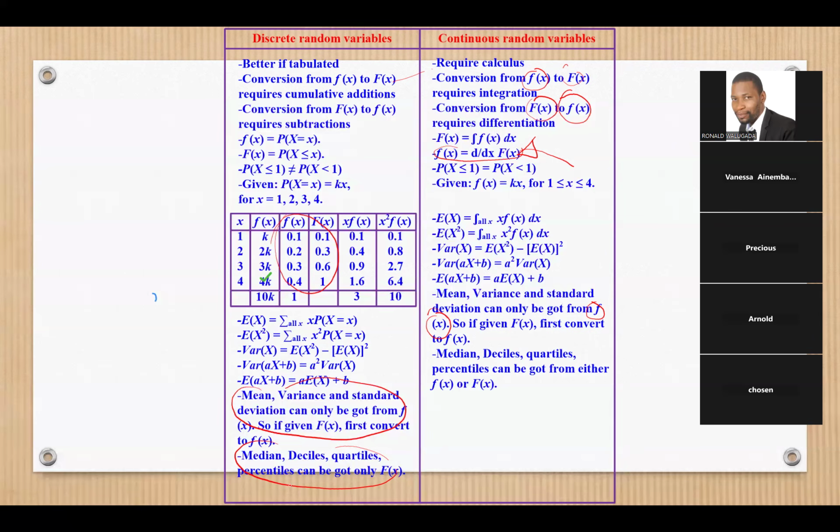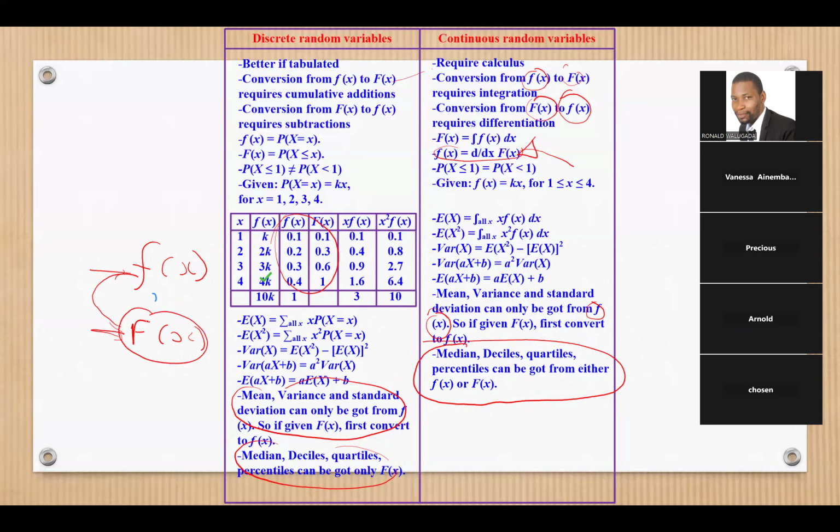Okay. When it comes to continuous, any of the two can be used to obtain those parameters. So deciles, quartiles, percentiles, median can be got from either small fx or capital Fx. So whatever you are given, you can get. For example, if I'm given small fx and that's for median, I don't need to first change to capital Fx. No, I can get it straight away. If I'm given capital Fx and that's for median, I don't need to first convert to this and get it. No, I can get it from here straight away. So basically, that is the brief introduction of continuous random variable.